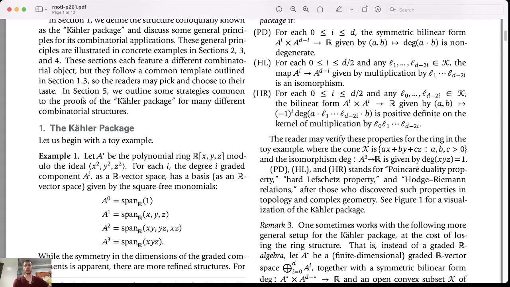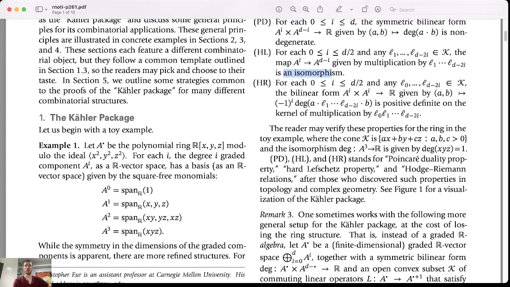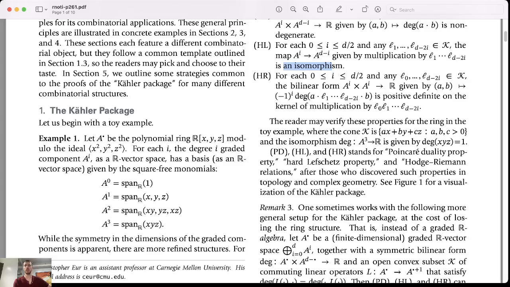Condition HL. For each 0 less than or equal to i less than or equal to d over 2 and any L1 through L_{d minus 2i} in K, the map A_i to A_{d minus i} given by multiplication by L1 through L_{d minus 2i} is an isomorphism. HR. For each 0 less than or equal to i less than or equal to d over 2 and any L0 through L_{d minus 2i} in K, the bilinear form A_i cross A_i to the reals given by the pair (a, b) maps to minus 1 to the i times the degree of a times L1 through L_{d minus 2i} times b is positive definite on the kernel of multiplication by L0, L1, through L_{d minus 2i}.